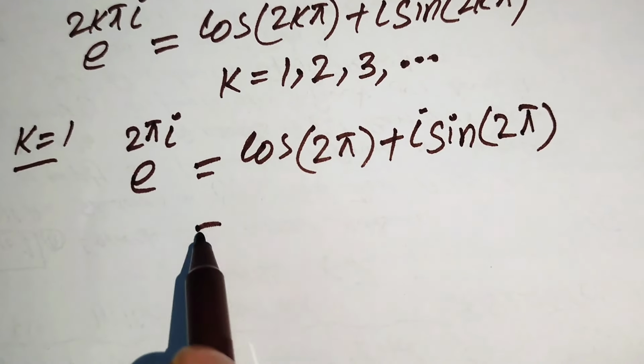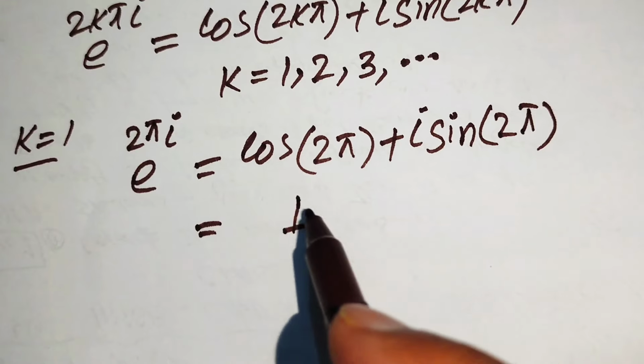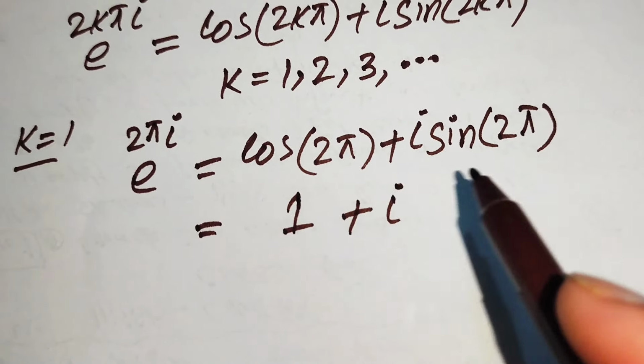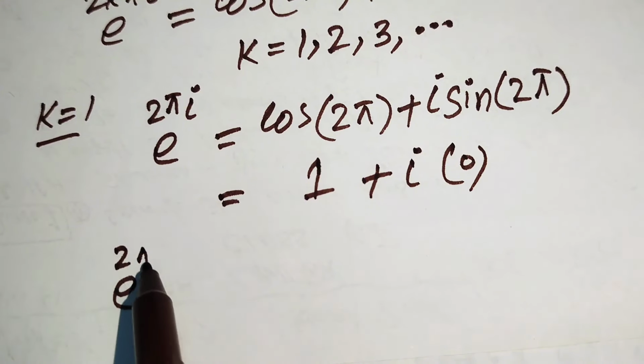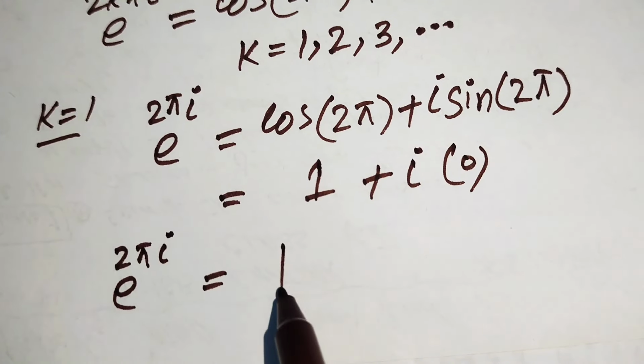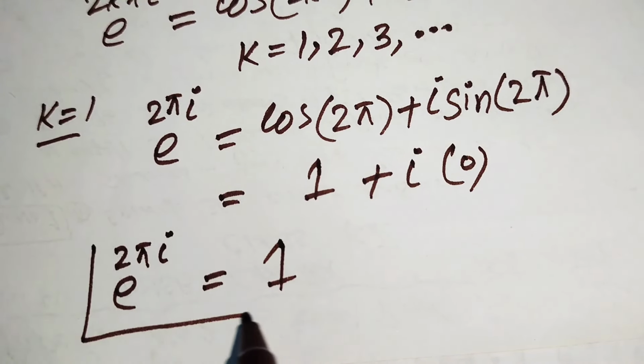Now you see that the value of cos 2 pi is equal to plus 1, and the value of sine 2 pi is 0. So it means that the value of e to the power of 2 pi iota is equal to 1.